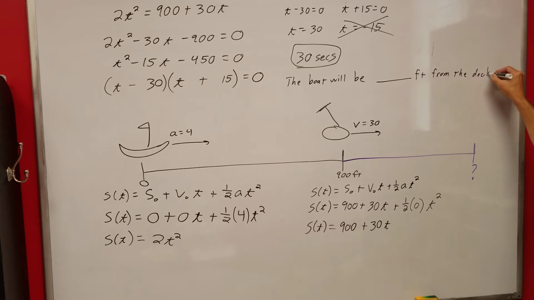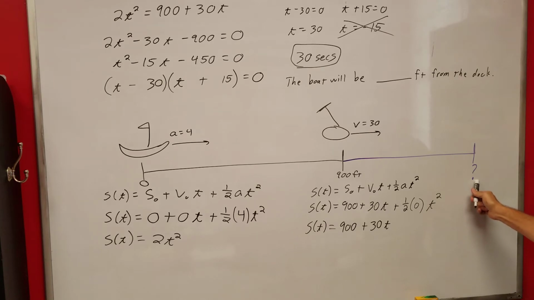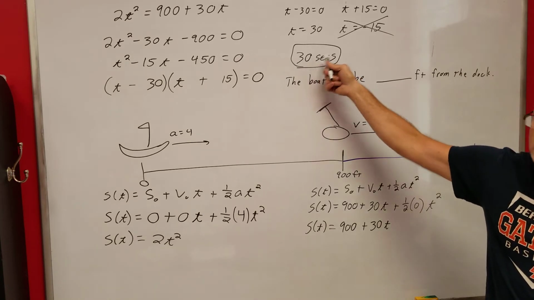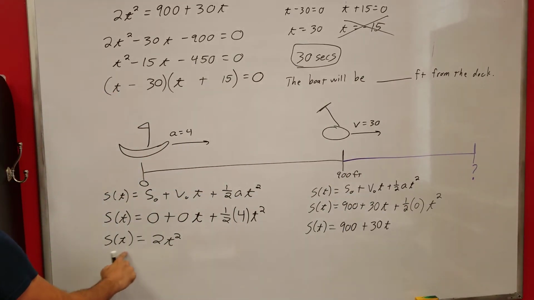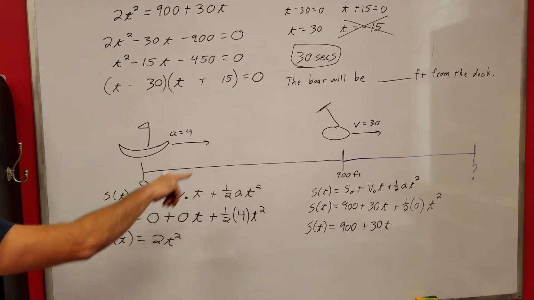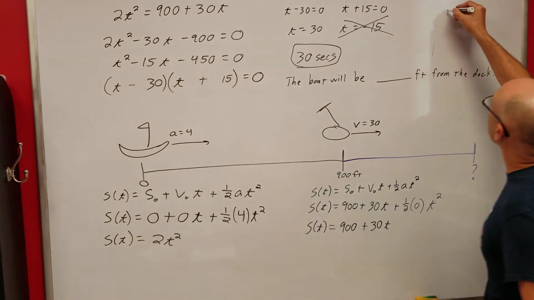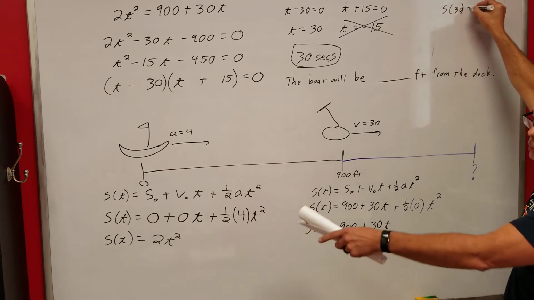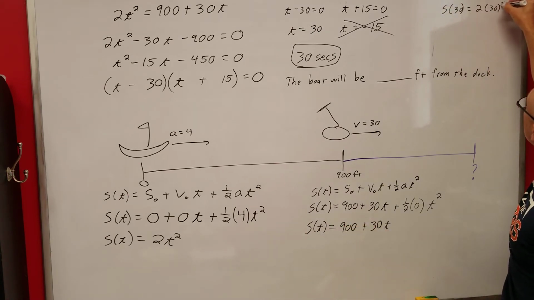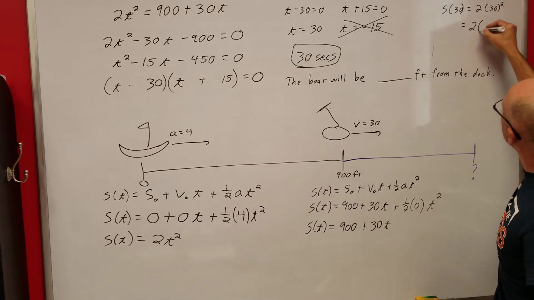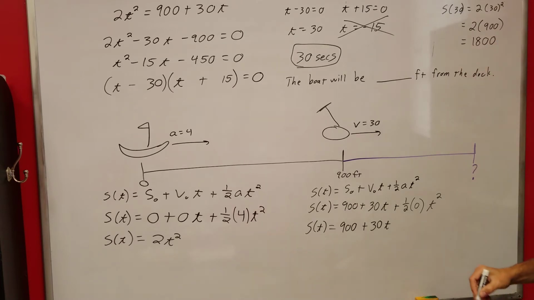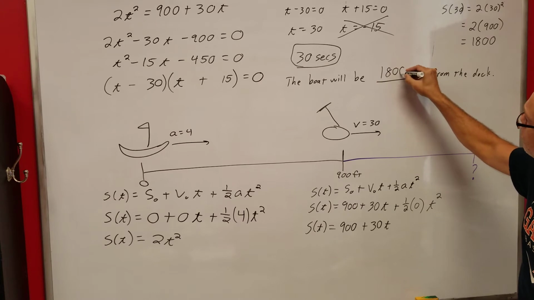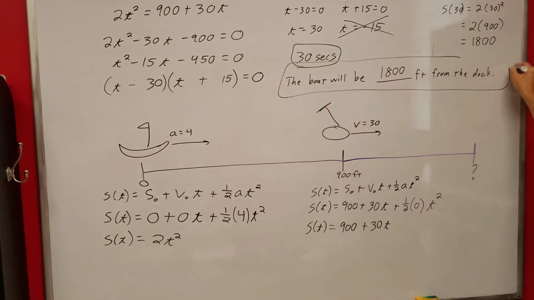Now, how can I find how far the boat will be from the dock at that point? Well, how long do we say it would take for it to get right here? 30 seconds. So couldn't I just plug 30 seconds into my position function right here? And that'll tell me where the boat is at 30 seconds. Sure can. So S of 30 will be equal to 2 times 30 squared. So what does that give me? 2 times 900, or what? 1,800. So the boat would be 1,800 feet from the dock.